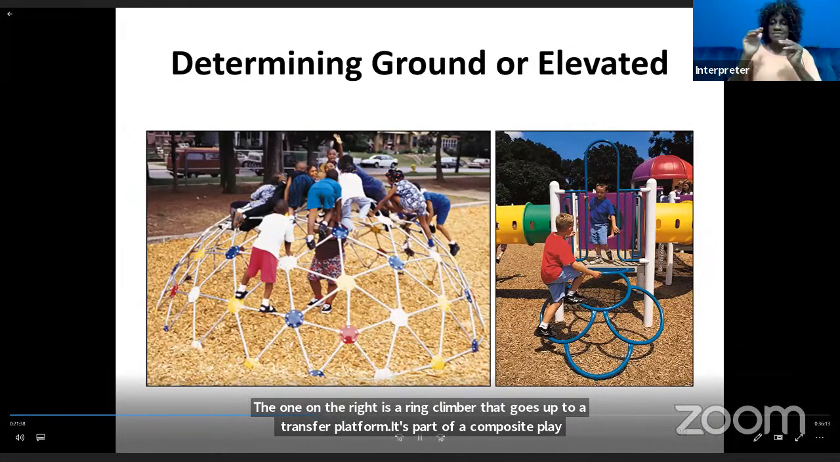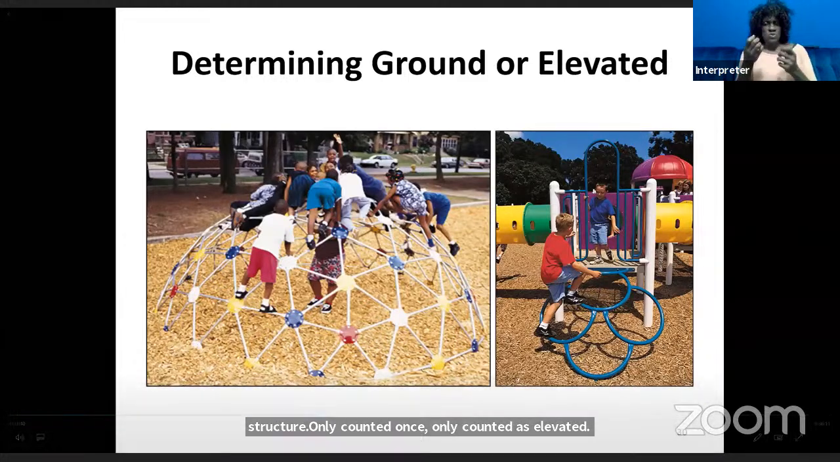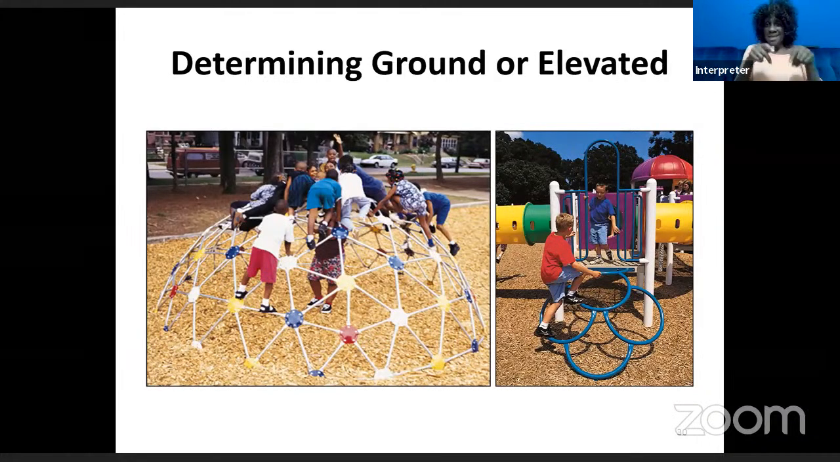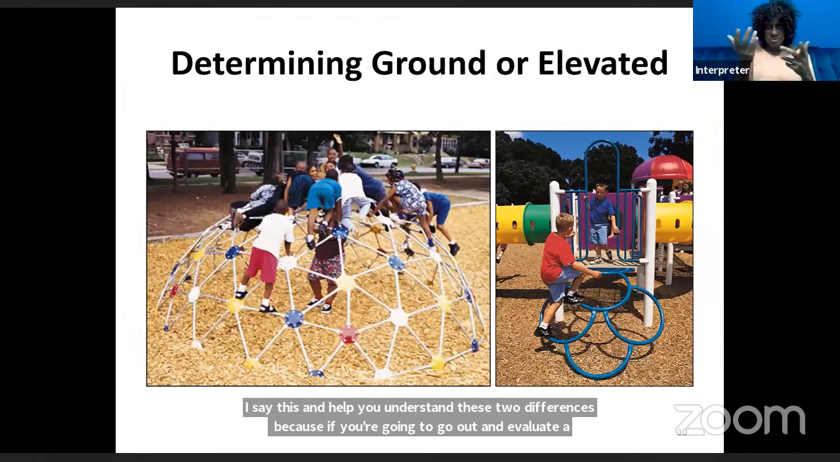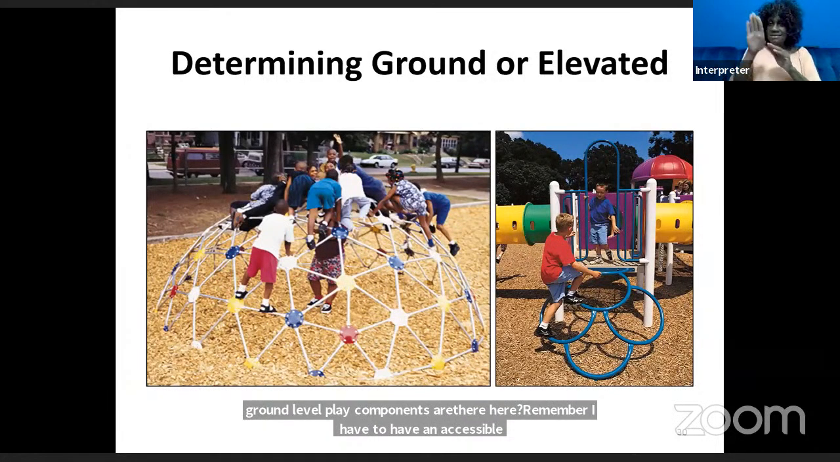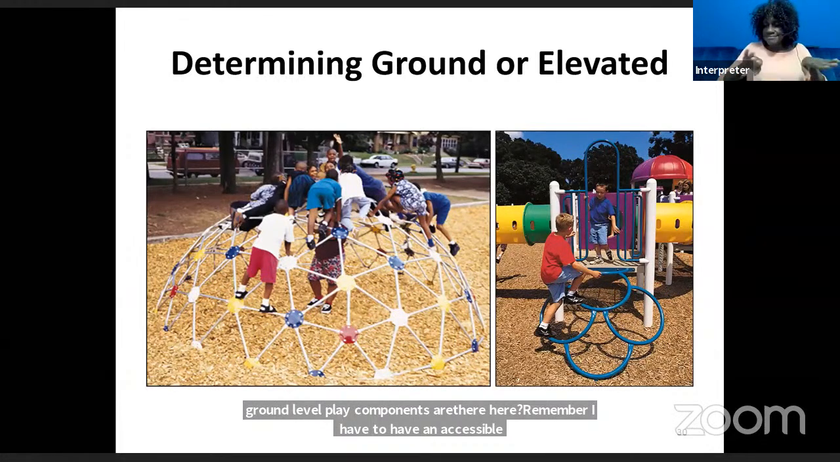I say this to help you understand these two differences, because if you're going to go out and evaluate a play area, one of the first things you have to understand is, okay, how many elevated play components, how many ground level play components are there here? Remember, I have to have an accessible route to the transfer system for elevated play components or the ramp, and then I have to have an accessible route to clear floor space at my ground level play components.